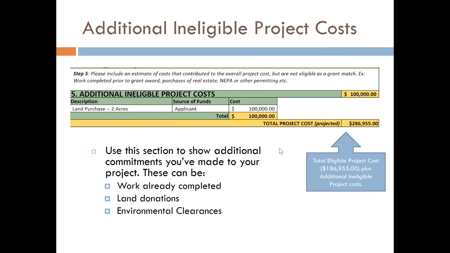Finally, the last section is the additional ineligible project costs. These costs, while not technically eligible for a match, can still show further commitments you've made for your project. Some examples we can see here are work already completed, land donation, and environmental clearances. So our total eligible project cost here is $186,955. But as you can see from this land purchase, there was an additional $100,000 of ineligible costs. While not matchable, it does show a better commitment to the project.